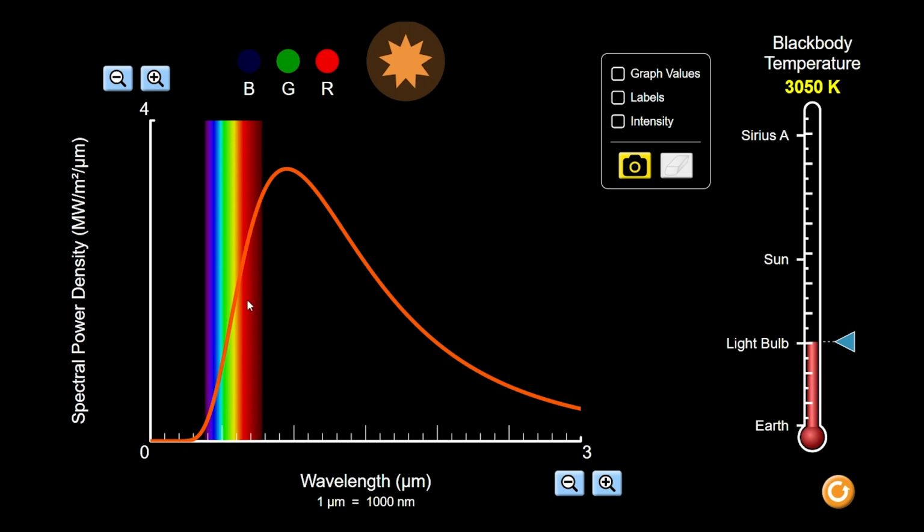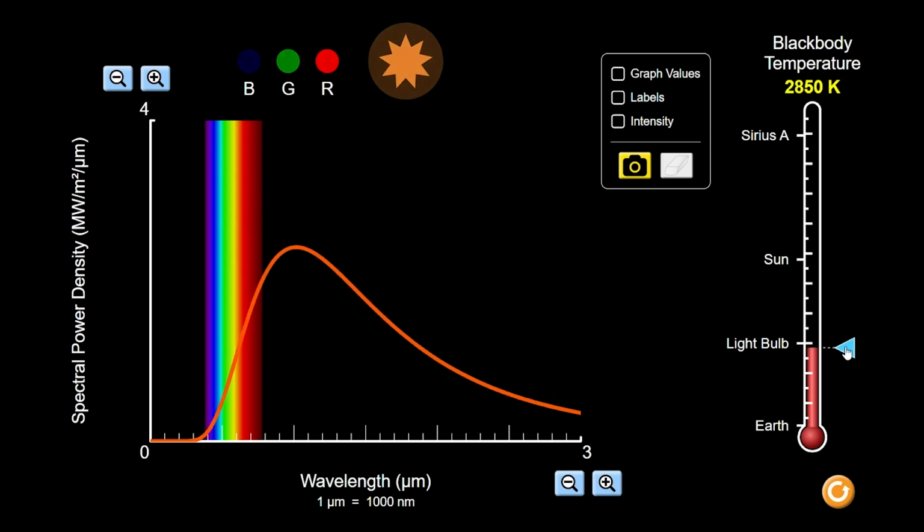Only some of it is in the visible. So it does give off visible light, but it gives off a lot more infrared or heat. And it's about maybe a fourth visible and about 3/4 infrared. So incandescent light bulbs are more effective as heat sources than they are as light sources. Okay, I'm gonna keep lowering this.